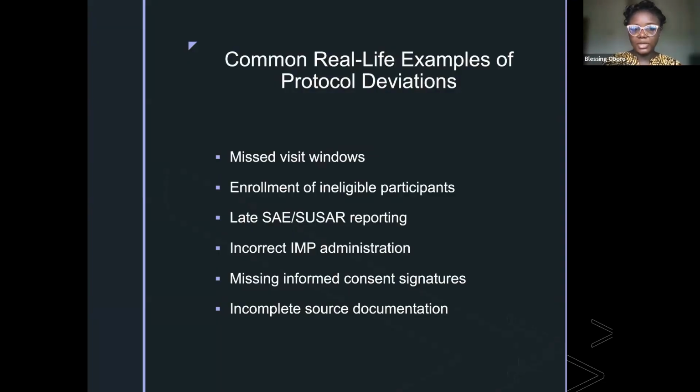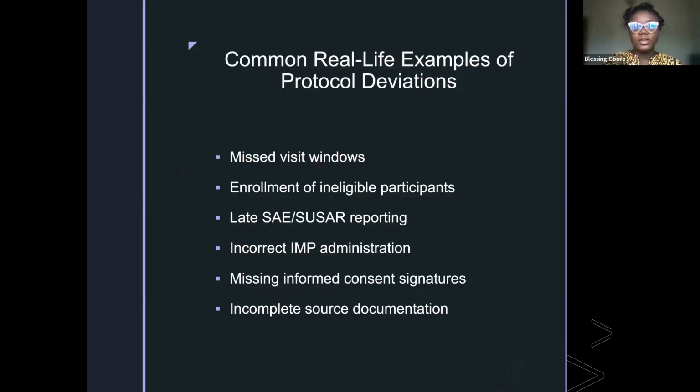I think the first speaker made mention of this. From the protocol, you usually see your inclusion and exclusion criteria. The inclusion criteria encompasses everything that the participants must meet for them to be enrolled in the study, while the exclusion criteria encompasses all that the participants should not have for them to be enrolled in the study. Other examples of deviations are late SAE, SUSAR reporting. SAEs have to be reported. I'm sure you would have seen from your GCP training, you are not reporting your SAE tomorrow, after 24 hours. They have to be reported immediately because they are life-threatening. So your SAEs have to be reported immediately they are identified.